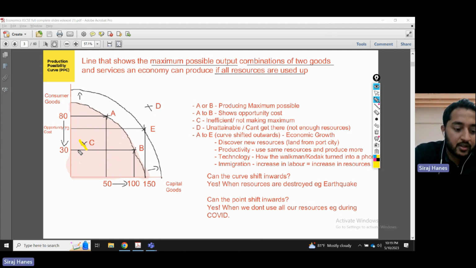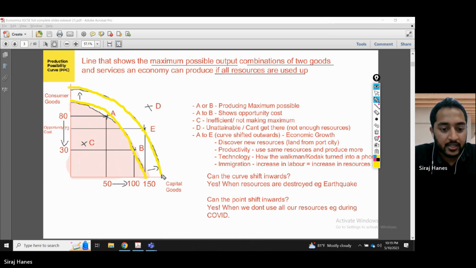Now, point A, on the other hand, can the PPC shift outwards over time? Can it shift outwards? The answer is yes, it can. These are for a few reasons. One of two reasons, maybe.